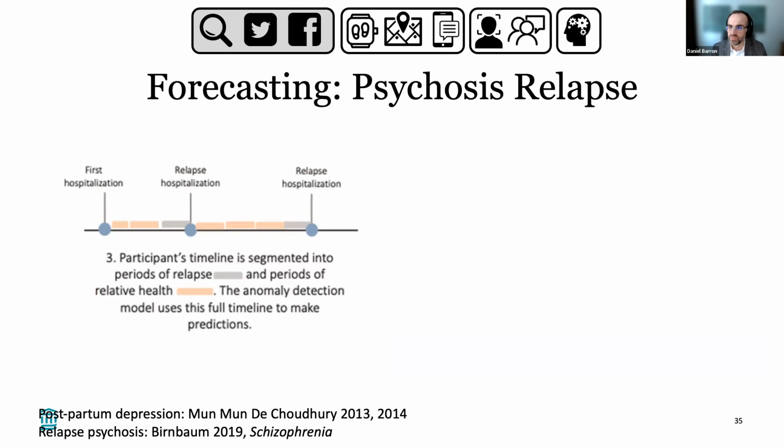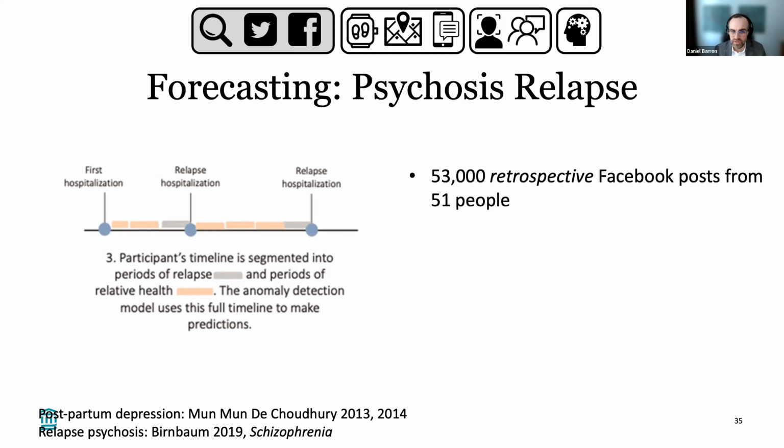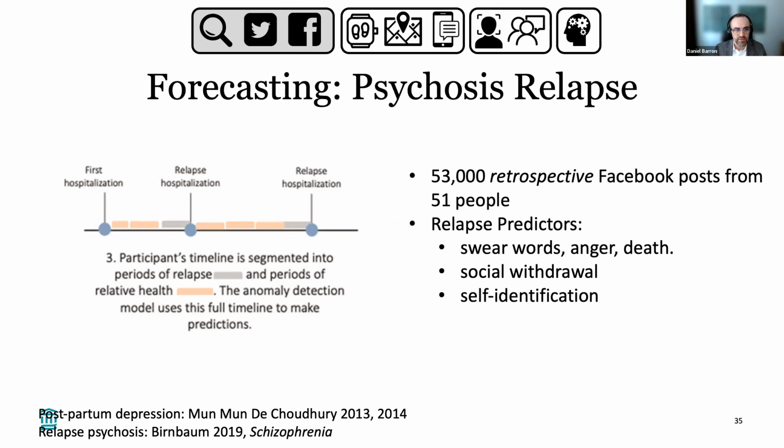Being able to predict specific outcomes like psychosis relapse is another possibility using social media data. So this is a study using 53,000 retrospective, so going backwards, Facebook posts from 51 patients who all had a hospitalization and then a subsequent relapse for psychosis. And they found that as patients were nearing a relapse, the types of language they posted on Facebook changed, right?